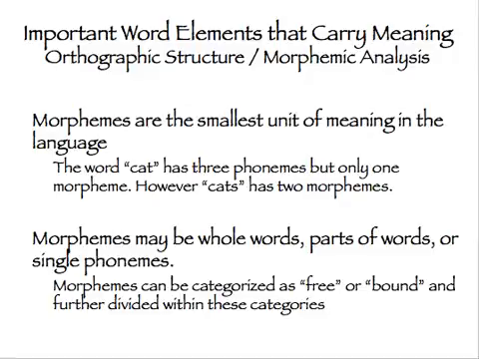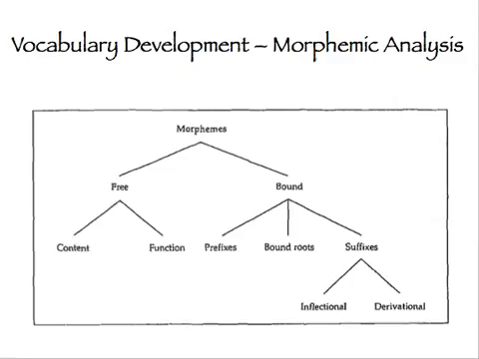Morphemes can be categorized as free or bound and further divided within these categories, and I show you this just for our own sort of academic vocabulary. So morphemes may be free, and these are content words. They stand alone, like cat, like dog, like moon, like mother. And they may be function words like the, a, and, but, the little words that hold the language together.